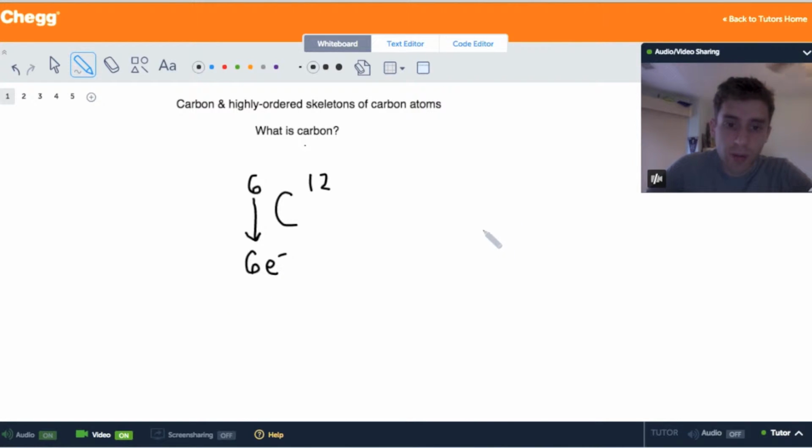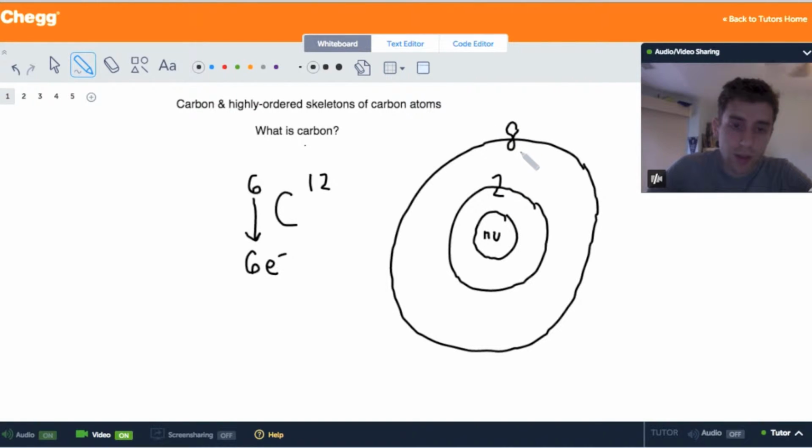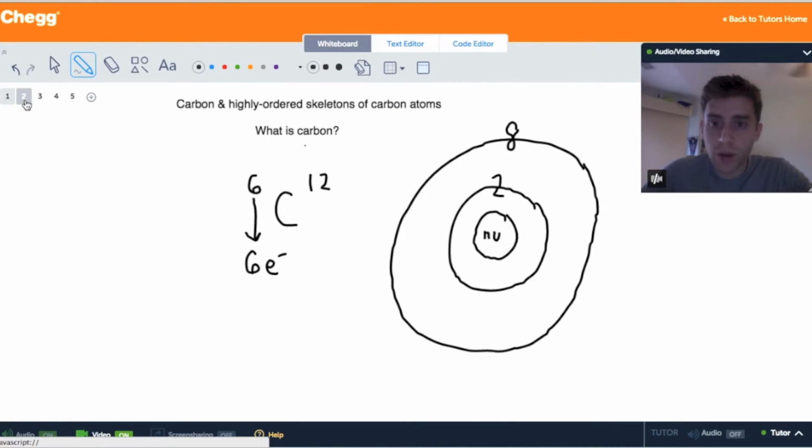And if we remember the Bohr model of an atom, we have the nucleus, and then we have these rings where the electrons can be found. Each ring can hold up to a certain amount of electrons. The first ring can hold up to 2, the second ring can hold up to 8, and so on. But for now, we only care about the first 2 rings, especially when considering carbon. So let's move on and see why carbon is important.